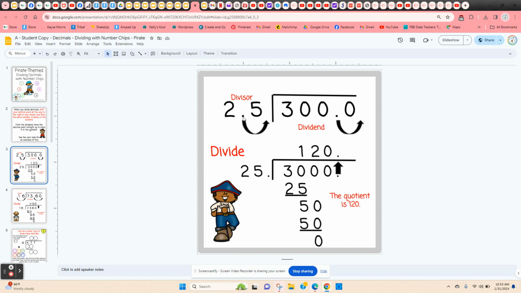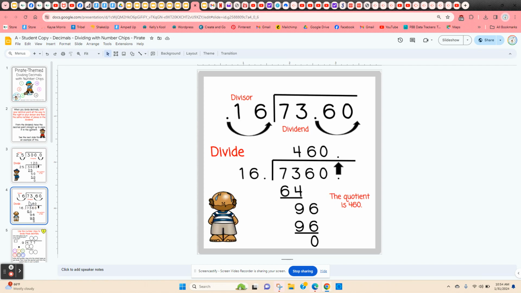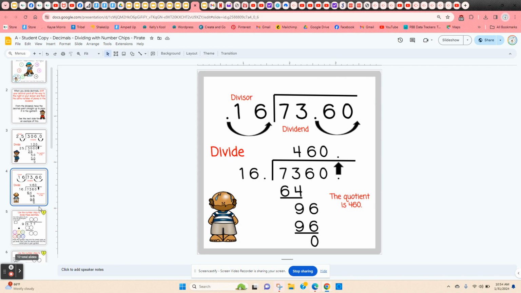So we want to move that decimal point in the divisor all the way to the right. So in this case, one place to the right. That means in the dividend, we also move the decimal point one place to the right. And here's an example of when we have to move it two places to the right.